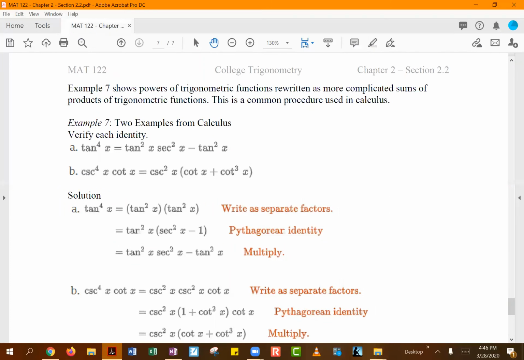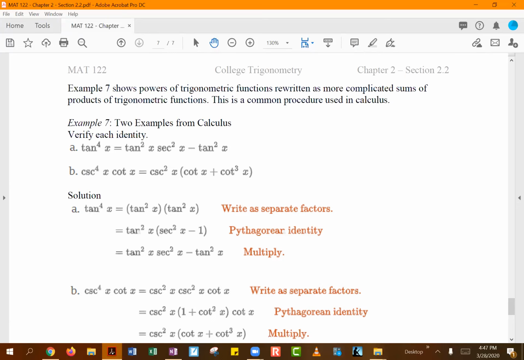Okay, so that brings us to the last part of this section where we are talking about where you can show that the powers of trigonometric functions can be rewritten as more complicated sums of products of these trigonometric functions. So this is actually a procedure which is pretty commonly used in calculus. So if you ever end up taking a calculus course, this will definitely come in handy.